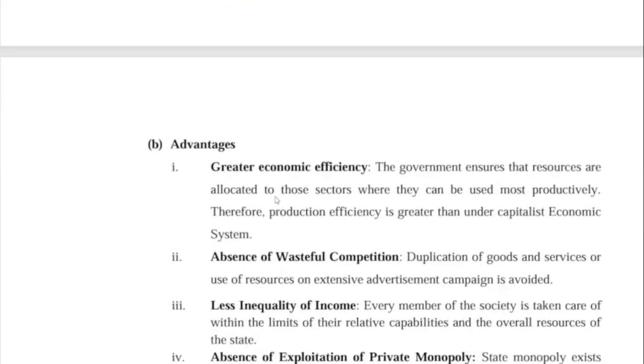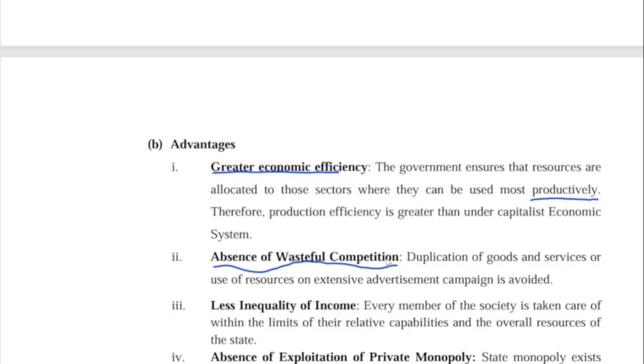So now what are the advantages of this economic system? We have greater economic efficiency. The government ensures that resources are allocated to those sectors where they can be used most productively, greater than under the capitalist economic system. Absence of wasteful competition. There's no competition. Duplication of goods and services, use of resources, or an extensive advertisement campaign is avoided. So government doesn't need to advertise much.